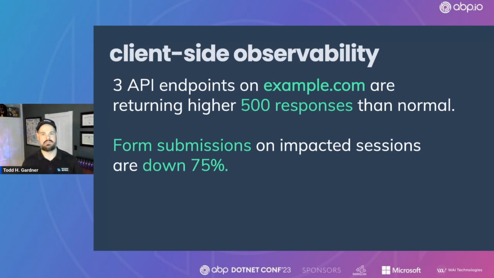Imagine getting an error like this. 3 API endpoints on your example.com are returning a higher 500 response code than they normally would. That's normal. Lots of tools can do that. But if you correlate that, you could say, and form submissions on the sessions impacted by that are down 75%. Now you have a dollar and priority kind of thing. Now you can make that decision of, is this a drop everything and fix it right now kind of situation?